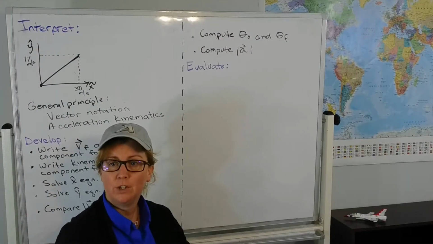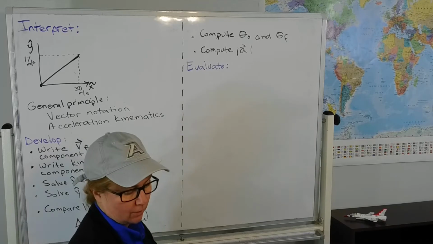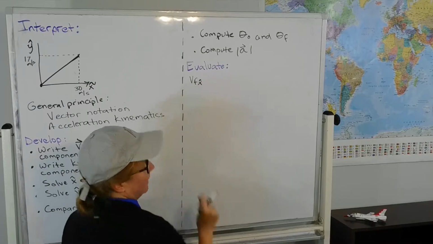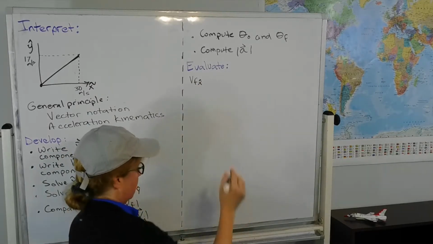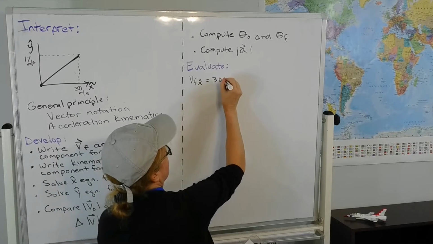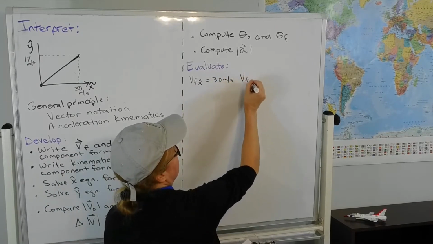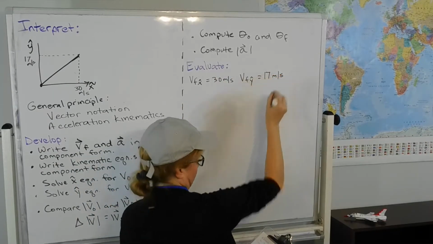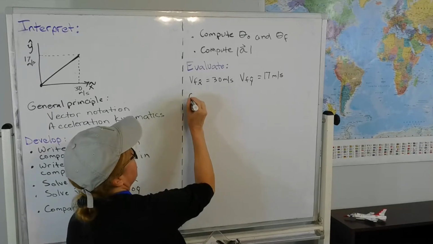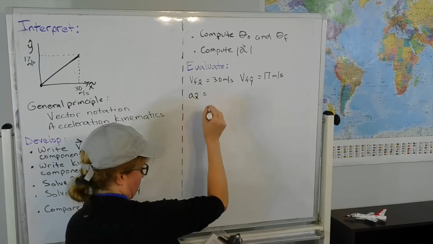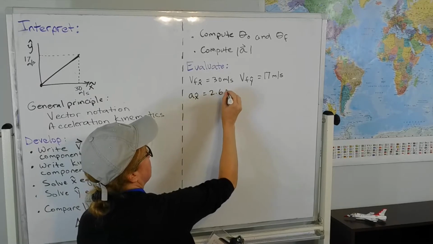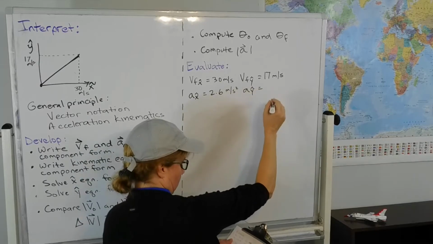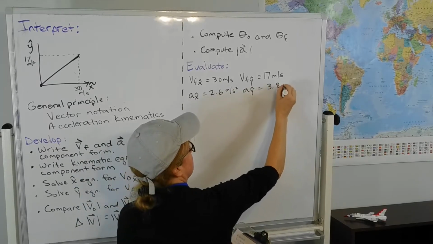Now that we have a plan, we can go ahead and execute the problem. So first of all, we are given that the final velocity vector in the x direction is equal to 30 meters per second. And the final velocity vector in the y direction is equal to 17 meters per second. The acceleration vector in the x direction is equal to 2.6 meters per second squared, and the acceleration vector in the y direction is equal to 3.8 meters per second squared.